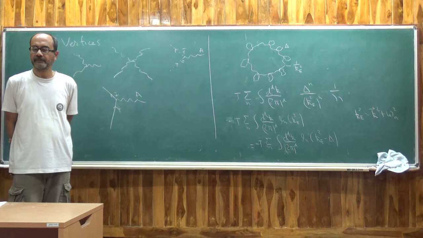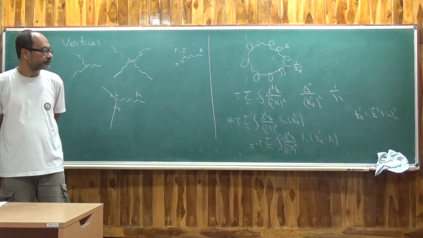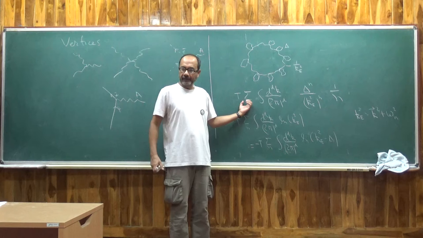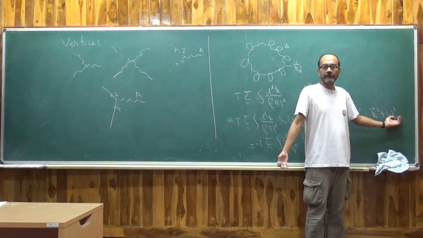Sir, maybe this fractional form is due to the fermion source inside the loops? No, if this was a fermion, for fermions the n runs over half integer values. So there is no problem, there is no infrared divergence, because if n runs over half integers, this omega never vanishes. Then there is no infrared divergence, you don't have to resum. Then the expansion in powers of g square is perfectly fine.